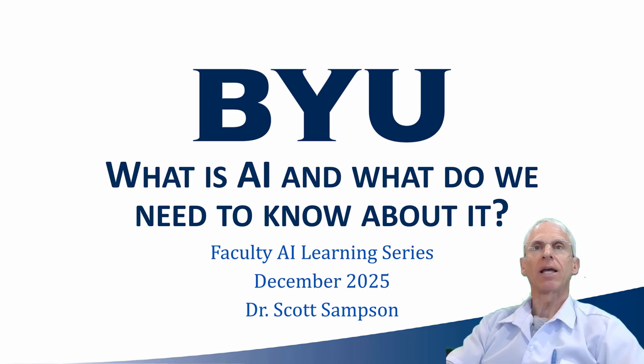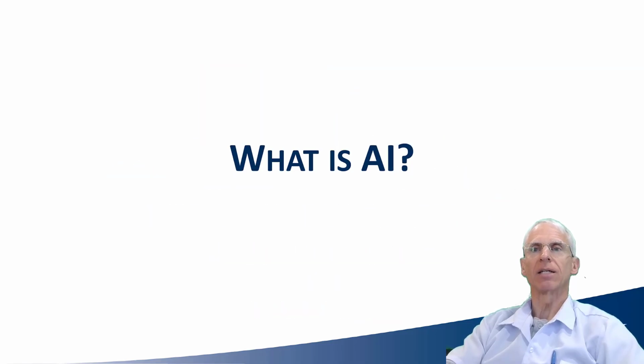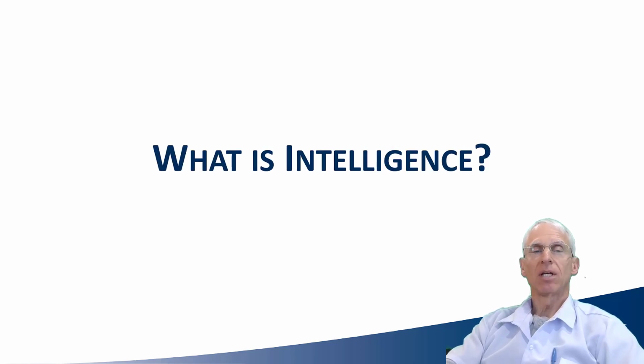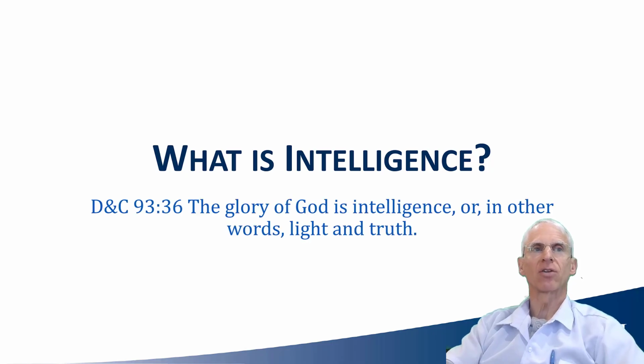What is AI, and what do we need to know about it? So the first question is, what is AI? Well, to understand AI, artificial intelligence, it helps to understand what is intelligence. And we can learn about this from the scriptures. From the Doctrine and Covenants, section 93, it says that the glory of God is intelligence, or in other words, light, or what I would consider maybe enlightenment and truth. So think about that, the glory of God really has to do with intelligence.